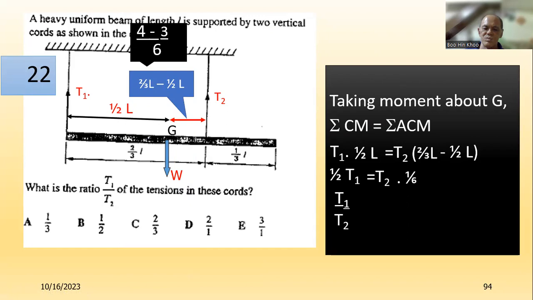So T1 over T2, cross multiply. Take the 2 out. 2 times 6, 2 divided by 6 is 1/3. So answer is A. Okay, so thank you. That's the end of the lecture. The next topic will be upthrust and pressure and density.